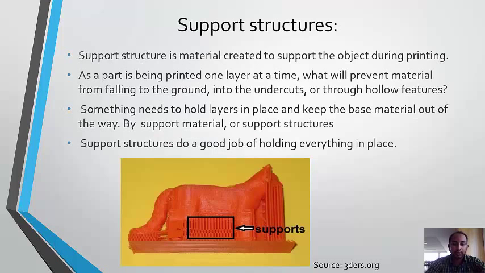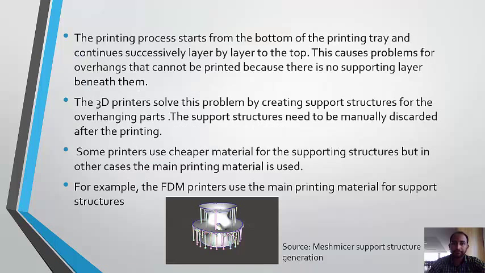Here we discuss in detail the support structures in rapid prototyping. Support structure is material created to support the object during printing. As a part is being printed one layer at a time, what will prevent material from falling to the ground, into the undercuts or through hollow features? Something needs to hold layers in place and keep the base material out of the way. With support material or support structures, we can do it.